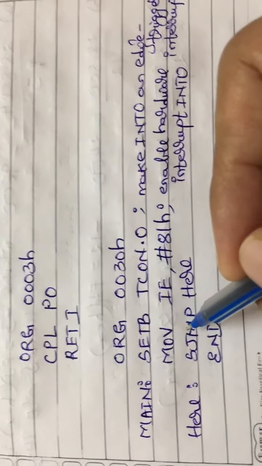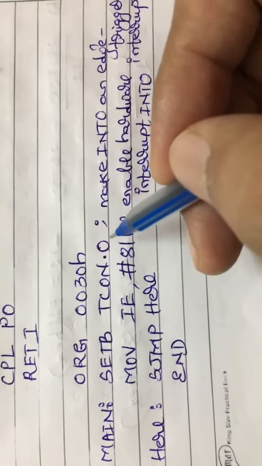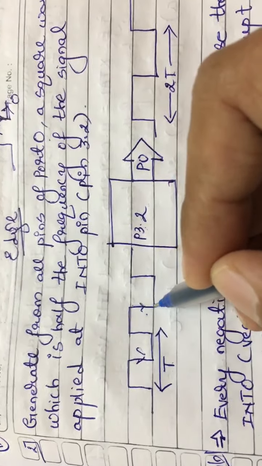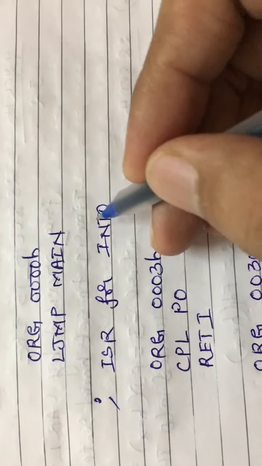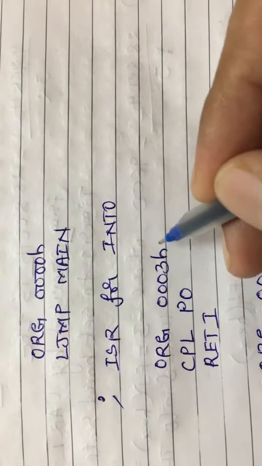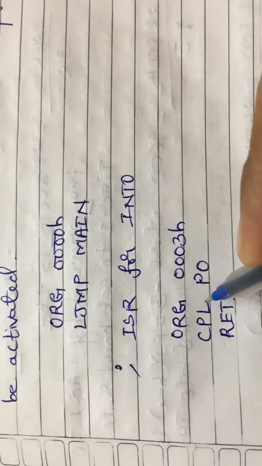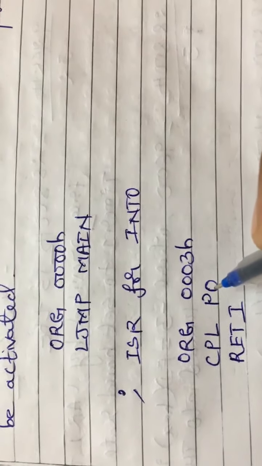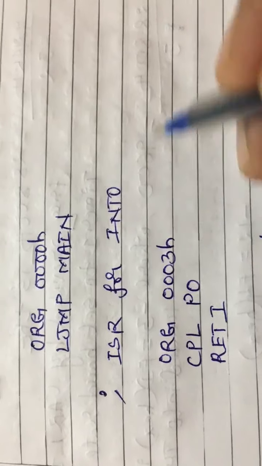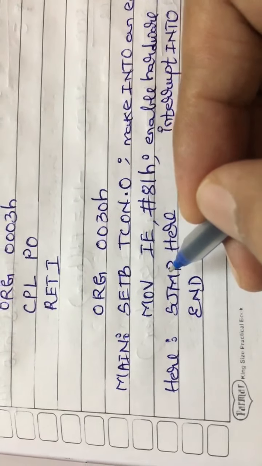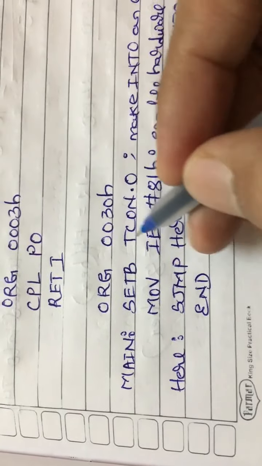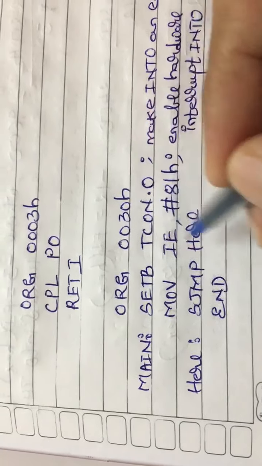Up to how much time do I have to wait? Until this particular signal enters the negative edge. When the signal enters the negative edge, it will come out of that particular loop, and INT 0 is having the address 0003H, right? So there I will complement the value of port 0. That means I will complement all the 8 pins of port 0. Then I will return back to this particular program, right? So this process will be continued.